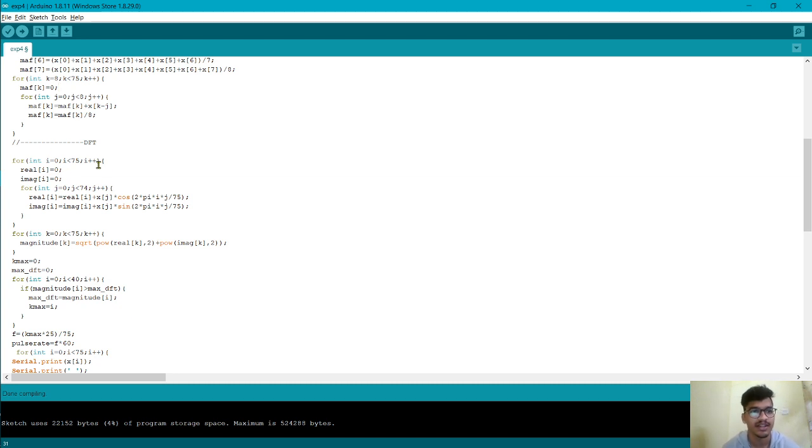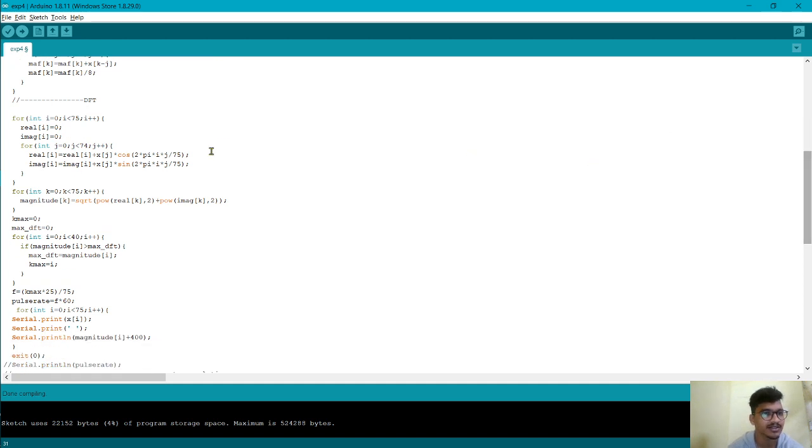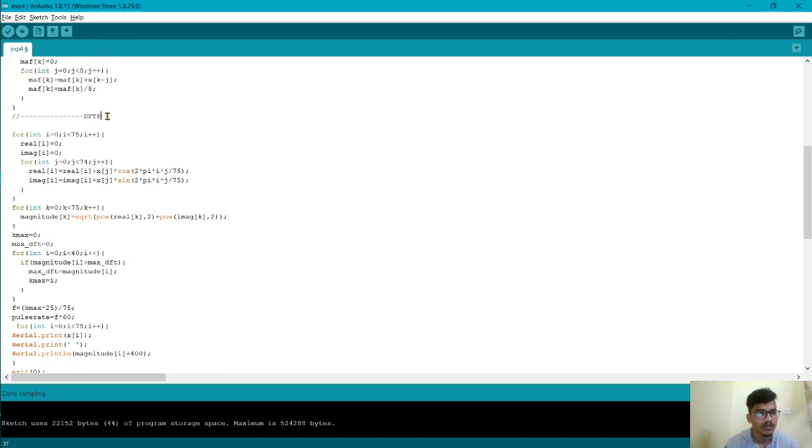Then we are going to apply the DFT, discrete Fourier transform, for the given signal. So we have for int I equal to 0, I less than 75, I plus plus. First I'm initializing both the real and imaginary values to be 0, and then I'm going to run a loop for the output of real and imaginary of I. So real of I is equal to, from the discrete Fourier transform function, real of I plus x of j into cos of 2 pi ij by 75. So basically we have applied the discrete Fourier transform coefficients, and then we are dividing the output into real and imaginary parts.